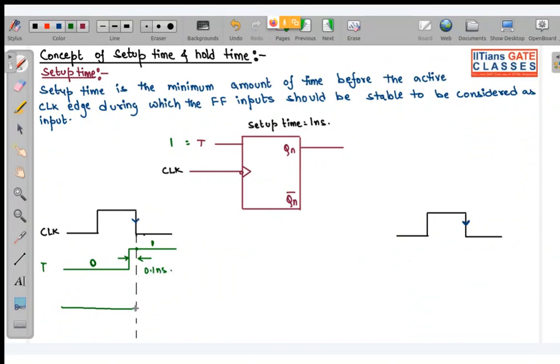If this was 0.1 nanosecond, then your output would have been considered 0. But if this was like the minimum, if it was 1 nanosecond, then you will say what? That this is your valid input, t is 1. So at this particular clock edge, your output will toggle from 0 to 1. Tell me if this concept is clear or not. Tell me, is this clear?